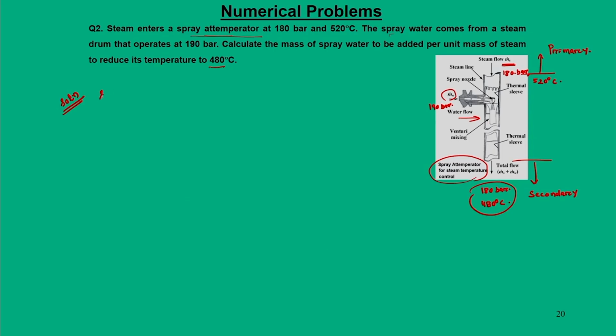So, basically we also require the steam table to find the steam inlet, which is 180 bar and 520 degree centigrade.